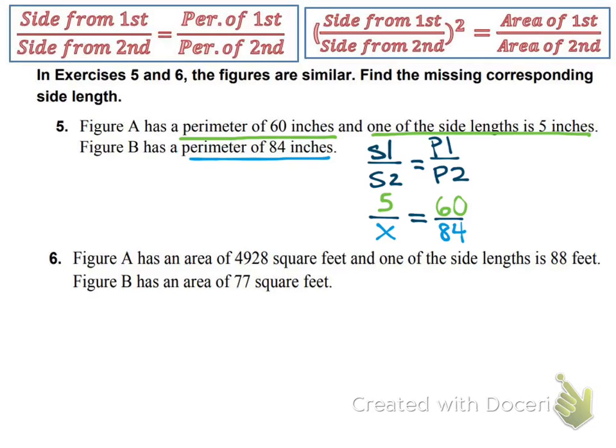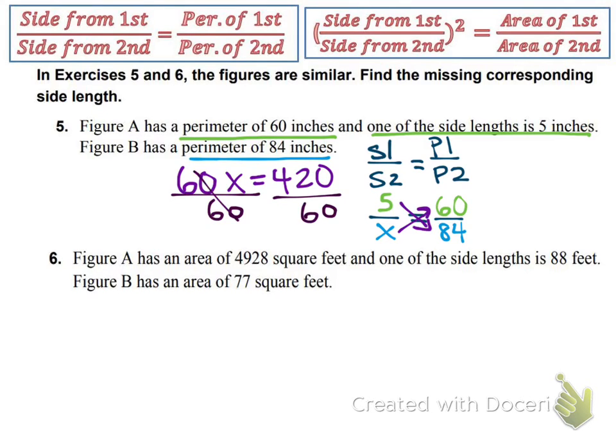Then we just cross multiply. So we have 60x equals, what is 5 times 84? 420. And then divide by 60. X is 7. And you'd put inches. That's it.